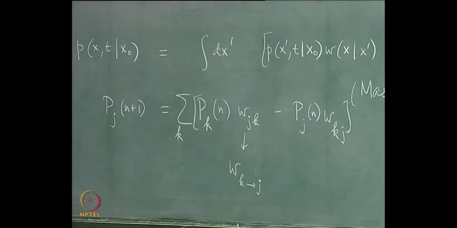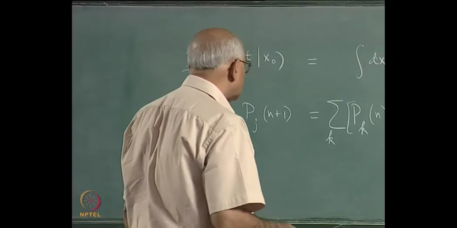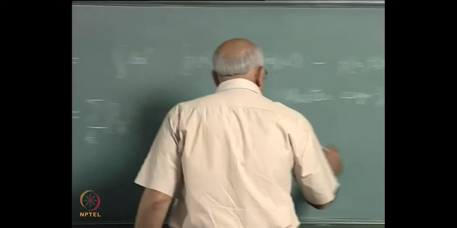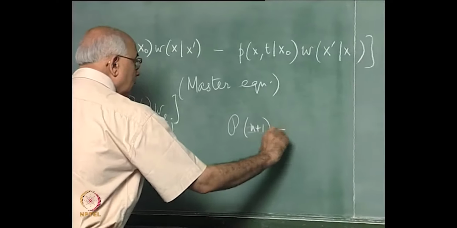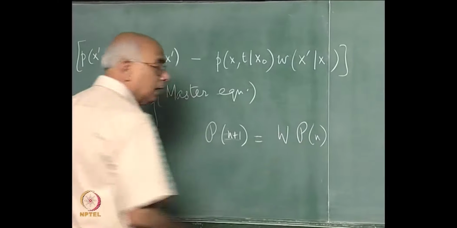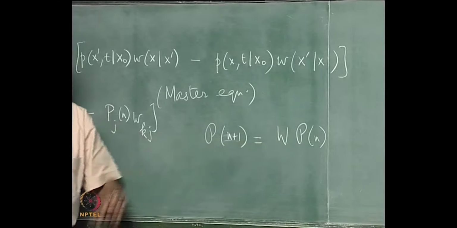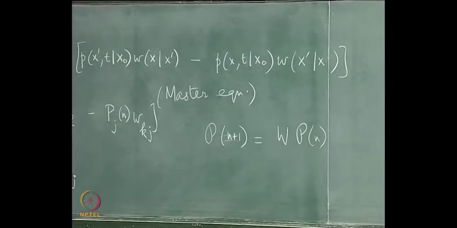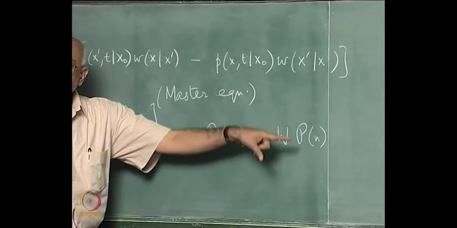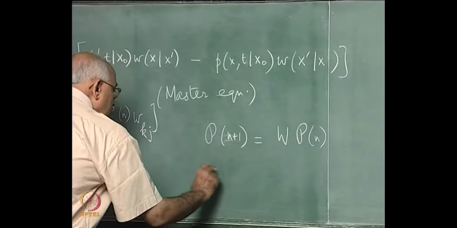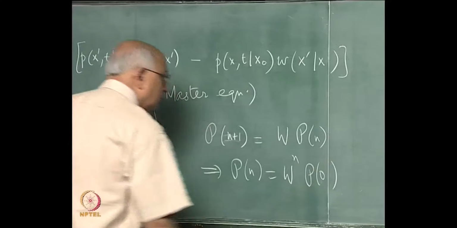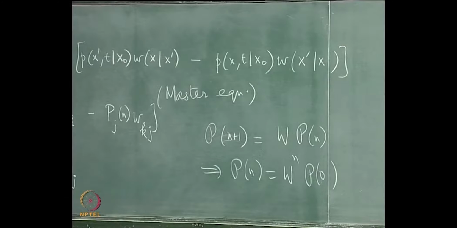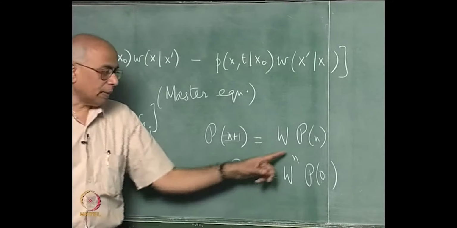And if you write these p j's together as a column matrix, then of course this is a matrix equation of the form p at time n plus 1 is equal to some w p at time n, and since this is a constant matrix which you are given once and for all, the transition rates between the different states, it is immediately obvious that p at time n is w to the n p at time 0. So this at once implies that p at time n is w to the n p at time 0, and all you have to do is to calculate this matrix here.